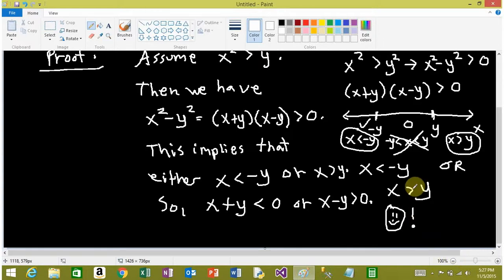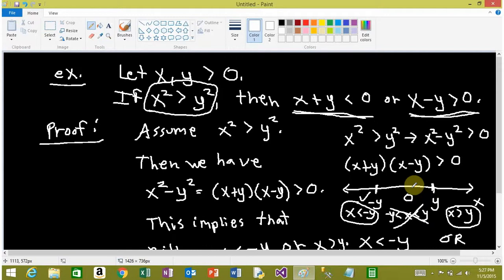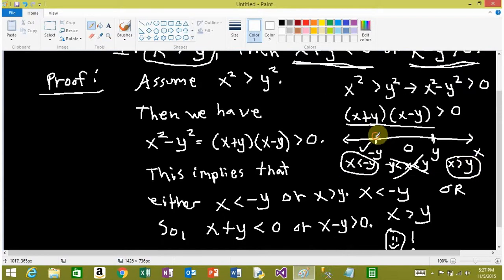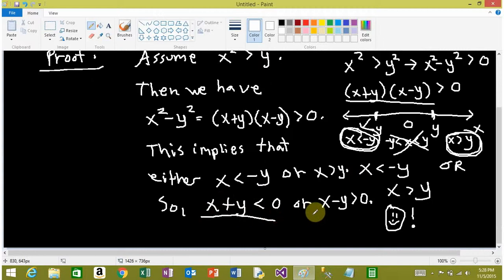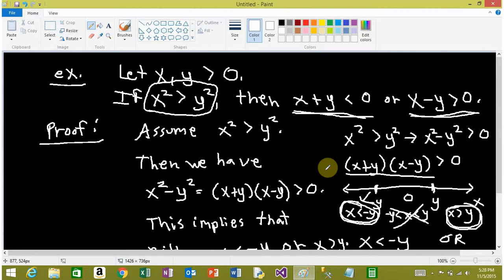So in this one we had to do a little scratch work on the side with the inequality, because we had to subtract. We saw a difference of squares, we factored it, and then we laid out our number line and saw the two possible solutions to the inequality, where the product is greater than 0. Then we basically just brought the y's over to the other side, and that reached our conclusion for the two different cases. Okay, so those were a couple examples of direct proof.